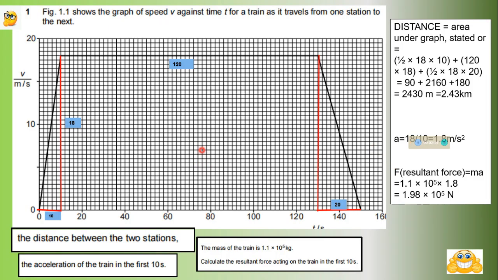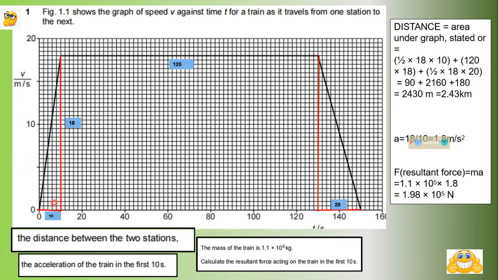This figure shows a speed time graph of a train as it travels from one station to the next. We have to calculate the distance between these two stations. So again we know that the area under a speed time graph represents the distance traveled by the object. We will calculate the area under this graph, and here the solution is given. You can pause and check every step written here.